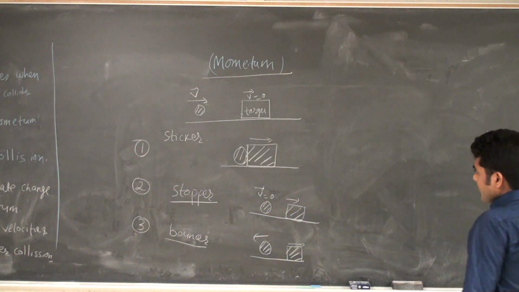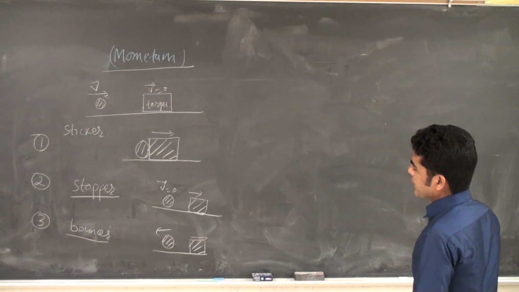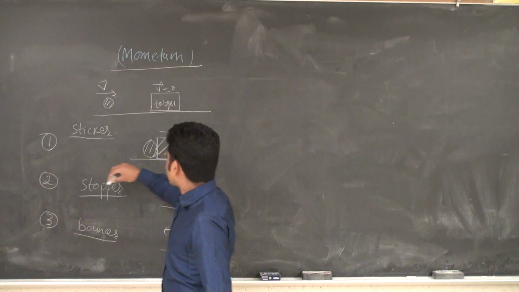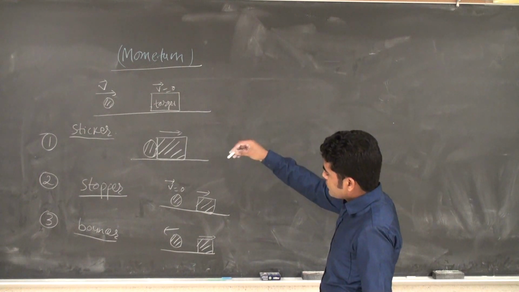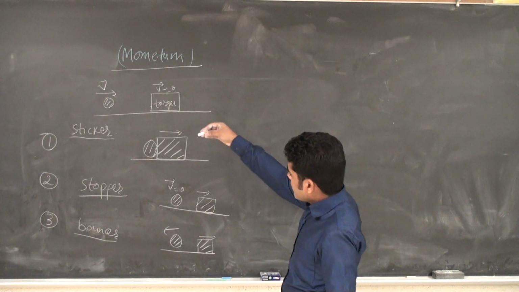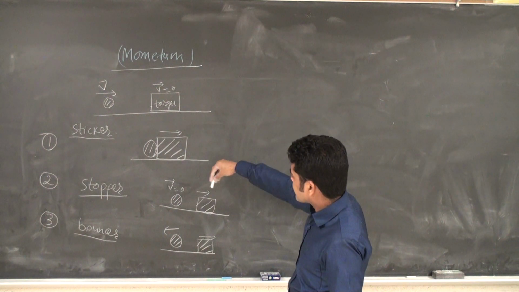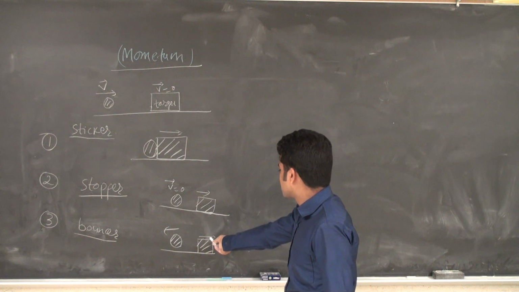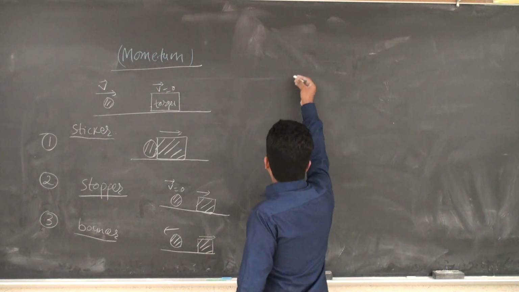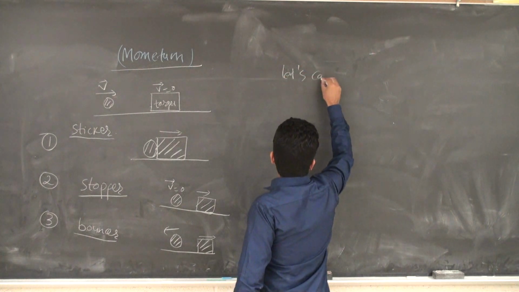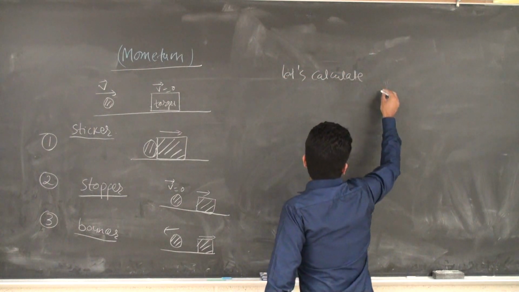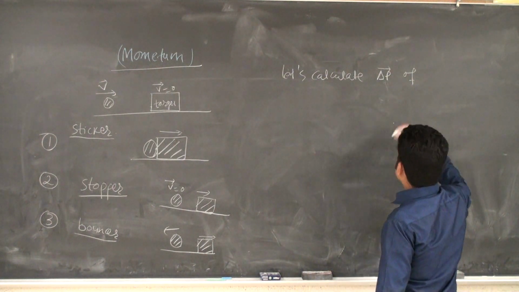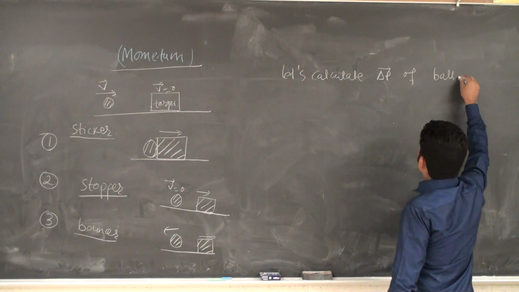Now our focus is to calculate the change in momentum in the case of sticker, stopper and bouncer. Three kinds of ball. One of the balls is the sticker, which actually sticks after the collision. In the case of stopper, the target moves in the right direction and the ball actually stops there. And in the bouncer, the ball moves in the left direction and the target moves in the right direction. Let's calculate the change in momentum of sticker, stopper, and bouncer.